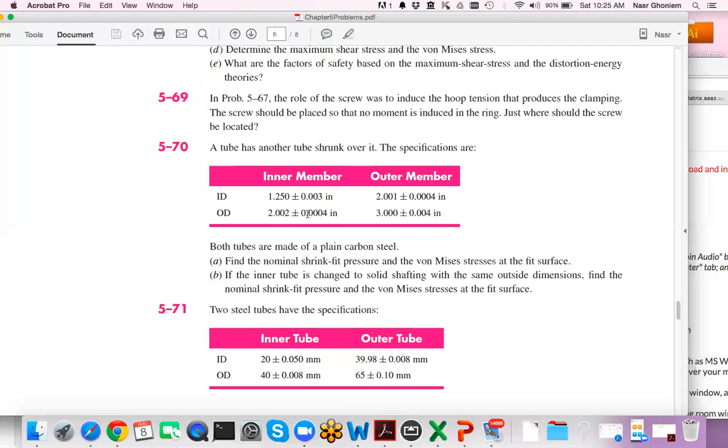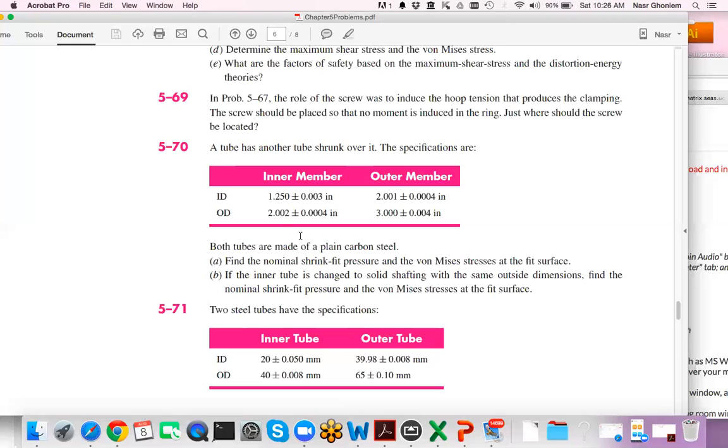In this kind of problem, the highest stress is going to be when the ID of the outer member is smallest and the OD of the inner member is the largest. So we would have to take the smallest here: we subtract 4 mils from 2.001, and then we add the 4 mils to here, take the difference and divide by 2. That will give me the highest possible stress for this assembly.